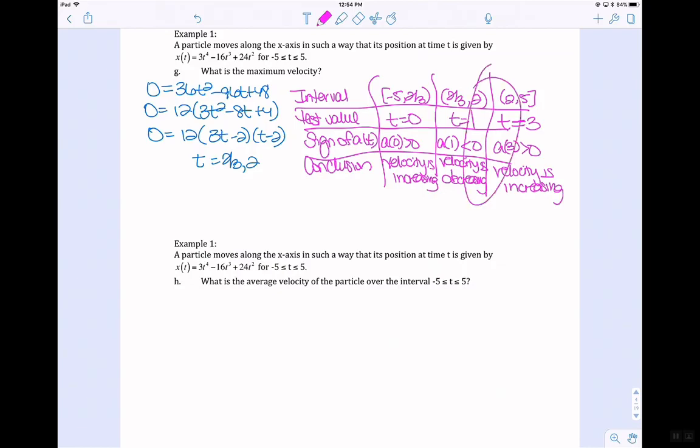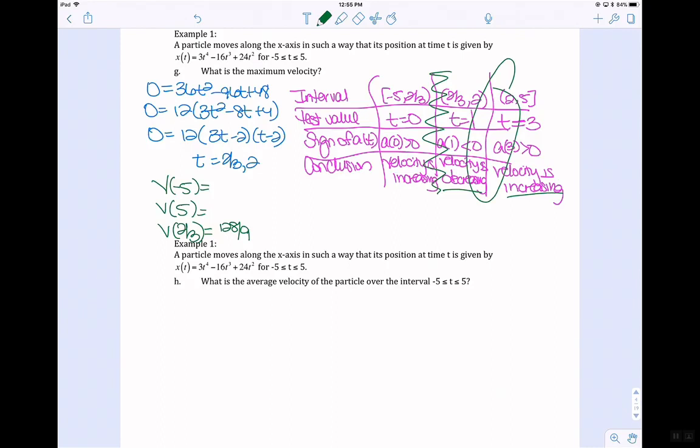Why is this important? Well, at this value of 2, I don't have to test to see whether or not it's a maximum because I'm going from decreasing to increasing, which is a minimum. So I really only need to check 2/3. So I find v of -5, and I find v of 5, and then I find v of 2/3. Okay, well, we found v of 2/3 from a previous example. It's from part E, and I got 128/9.